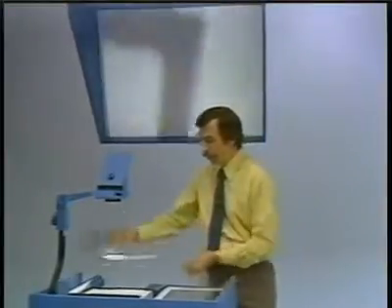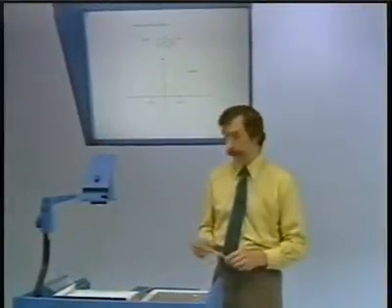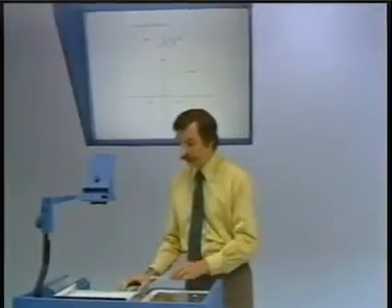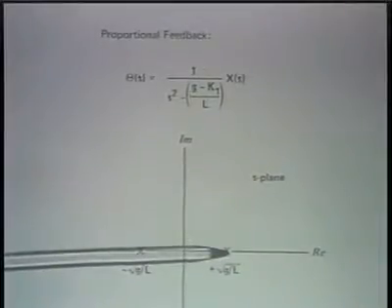Well, first of all, with k1 equal to 0, which of course is no feedback and corresponds to the open loop system, we have the poles where they were previously.